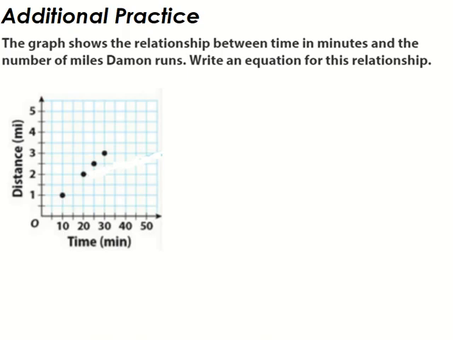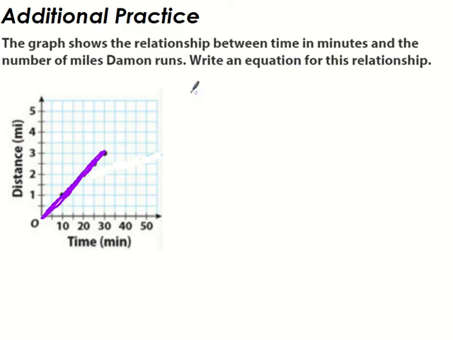Okay, so here's the additional practice. The graph shows the relationship between time in minutes and the number of miles Damien runs. It wants you to write an equation for this relationship. So you would first need to determine if it is straight and goes to the origin. Okay, so we could connect these and see that it is straight, and then we can just continue it back and see that it does in fact go through the origin.